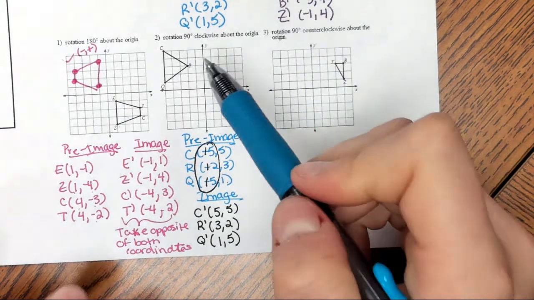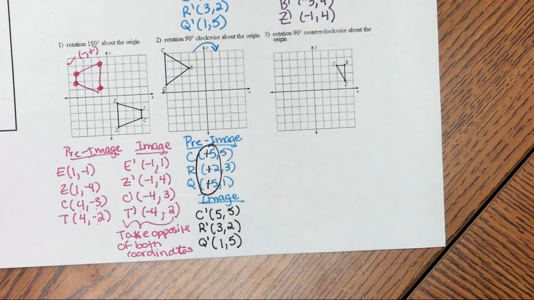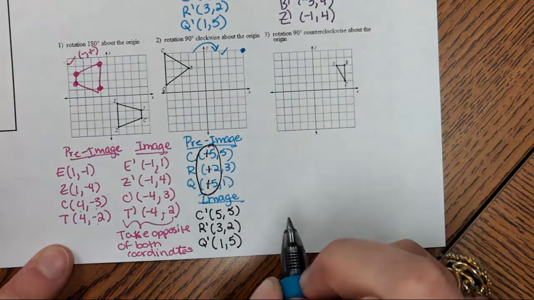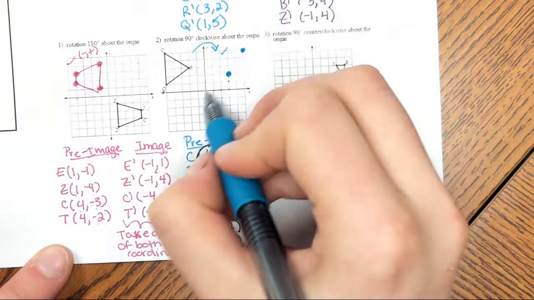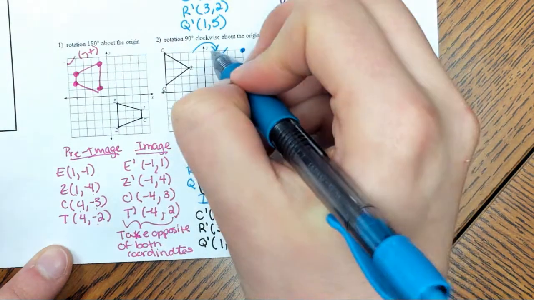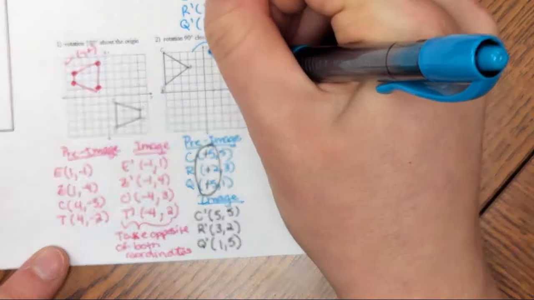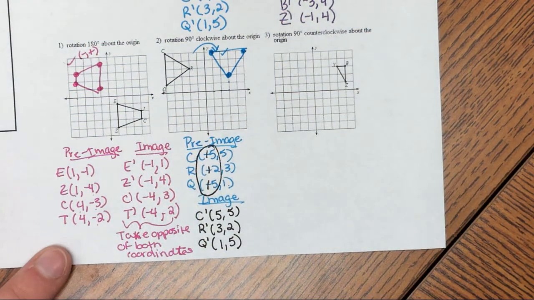So again, 90 degrees clockwise, that's one quadrant in this direction, the same direction that a clock goes. So I'm thinking that my final answer should end up here in quadrant 1. Double check my points. Everything is positive. So far, so good. All right, C prime is at 5, 5, which is up here. R prime is at 3, 2. And Q prime is at 1, 5. There. Again, same shape. It's just been rotated around the origin.